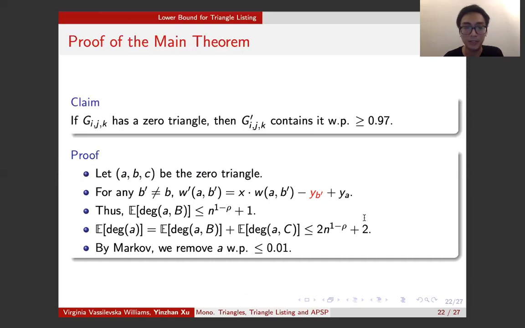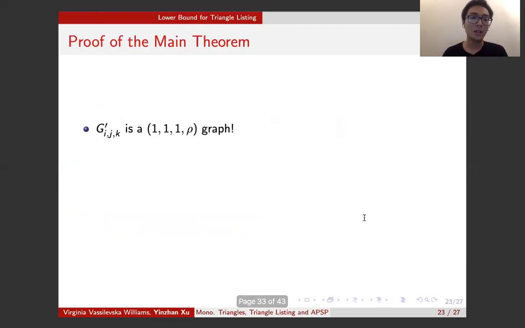And we can do a similar analysis for vertex B and C, and then by union bound, we will keep all 3 vertices ABC with probability at least 0.79. Okay, so this is good because now G prime ijk is a 1 minus rho graph, and we can run our 1 minus rho triangle listing algorithm on it.